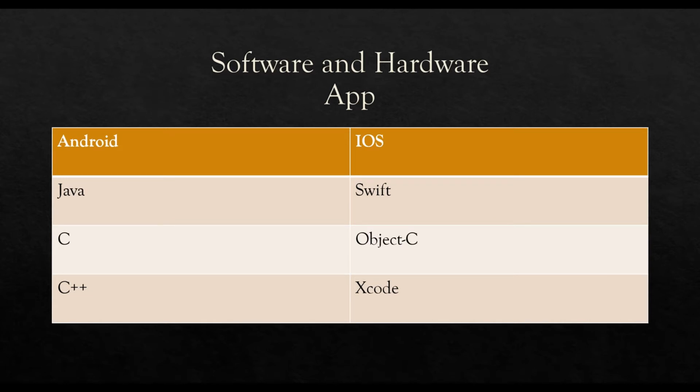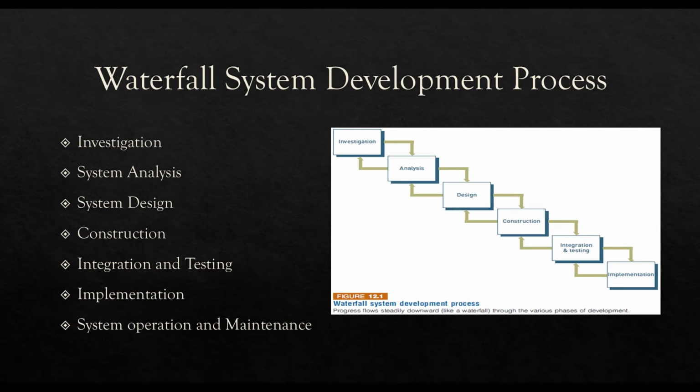For Android app development, it is Java. A large part of Android is written in Java and its APIs are designed to be called primarily from Java. It is possible to develop in C and C++. Now let's move to the system development process.